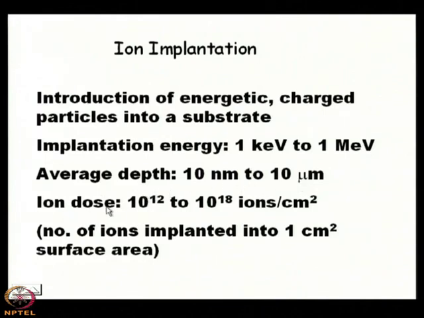The dose is defined as the number of ions implanted into 1 centimeter square of surface area. The ion dose is basically 10 to the power 12 to 10 to the power 18 ions per centimeter square. Remember, per centimeter square. If you have a wafer of say 2 inch or 4 inch or 8 inch diameter, then you convert the area using the formula pi r square, because it is almost circular in shape, and then you convert the total number of ions, etcetera.